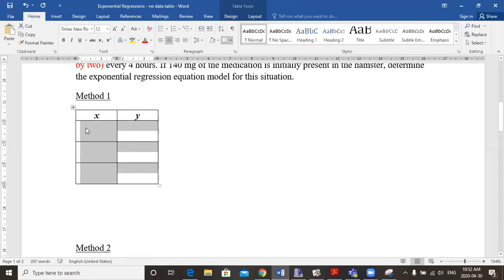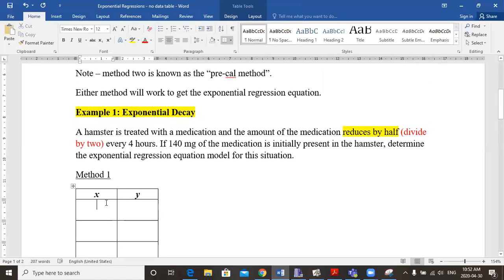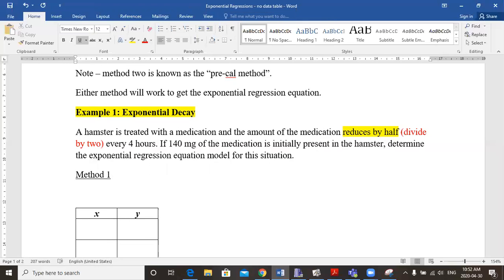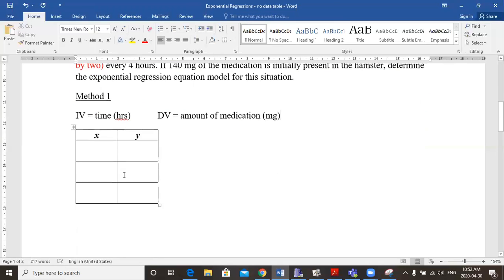The first thing we need to do is figure out our initial value. We have to figure out what's the independent and dependent variable. The independent variable, IV, is time in hours. And the dependent variable is the amount of medication, which is in milligrams. So X is the time and the dependent variable is the amount of medication.